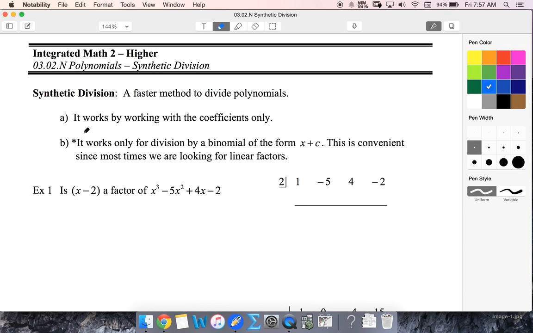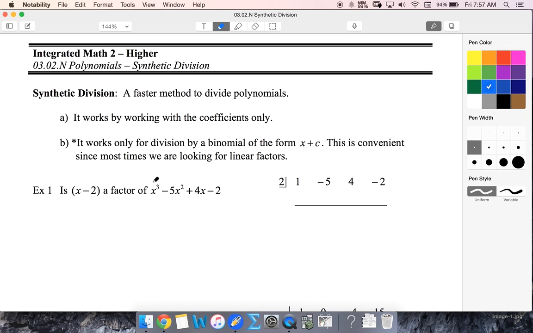With synthetic division, we use the coefficients only, and we have to be dividing by a binomial that has the form x plus c. This is usually what we're looking for because we're trying to find our linear factors, we're trying to find the roots. You have to make sure that the leading coefficient of your divisor is 1.